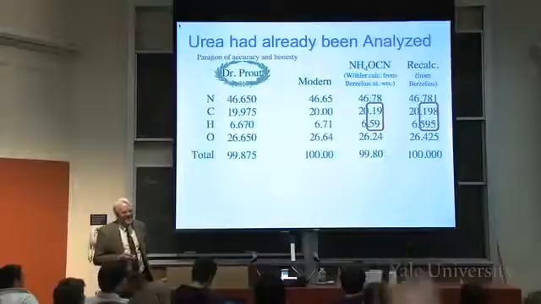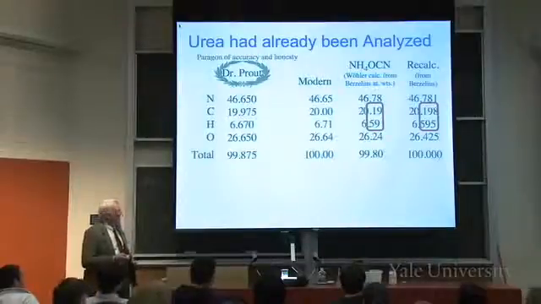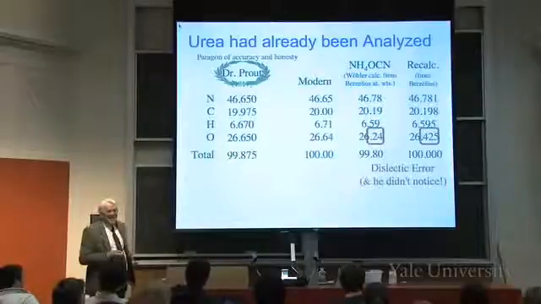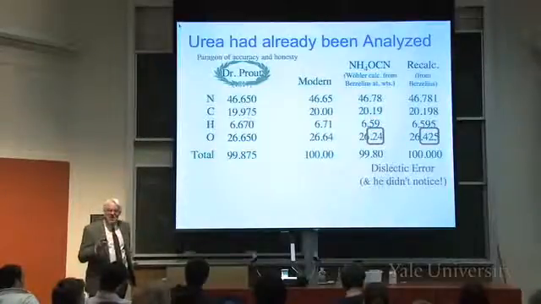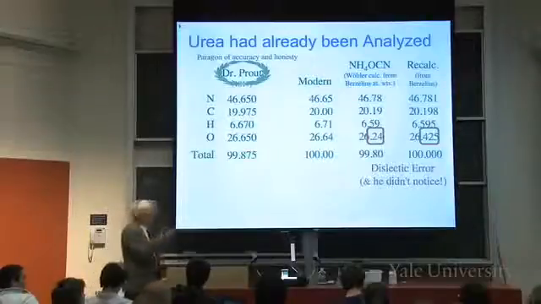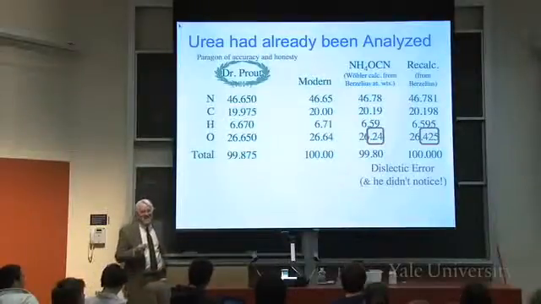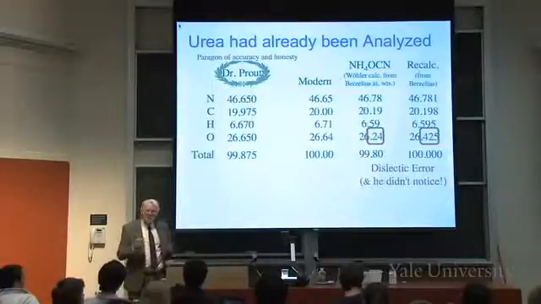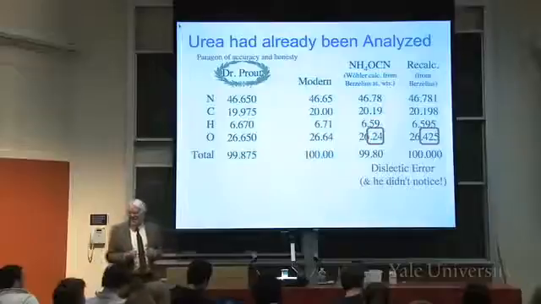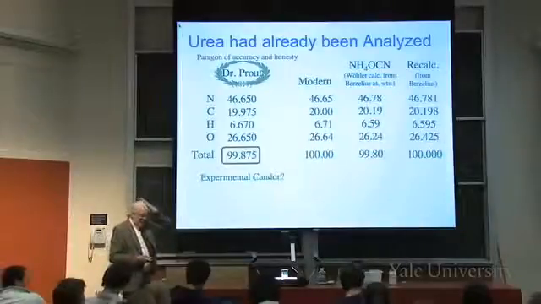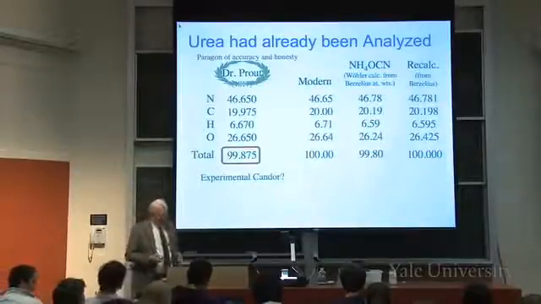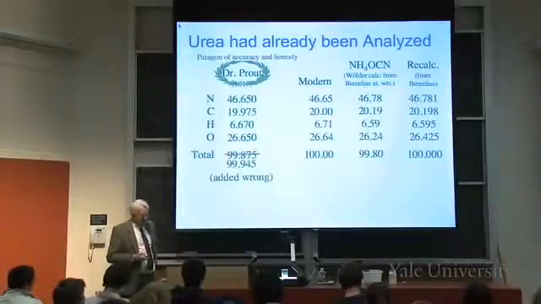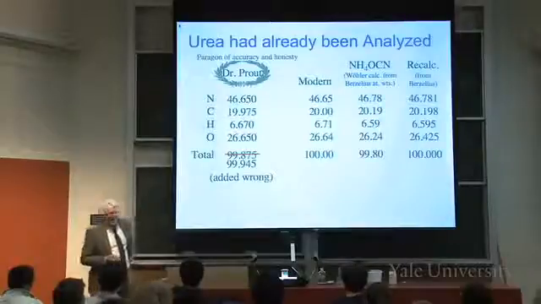Angela? He switched the numbers in the last row. He made an error, but the important thing is he didn't notice he made the error. He added it up and thought it was 99.8 and thought, well, what the heck, it's 99.8. It didn't matter, because this was early days of doing this kind of stuff. Okay, now, so we come over to Dr. Prout. Is this experimental candor? Well, you find out if you add the numbers, it's actually 99.945. He added wrong.